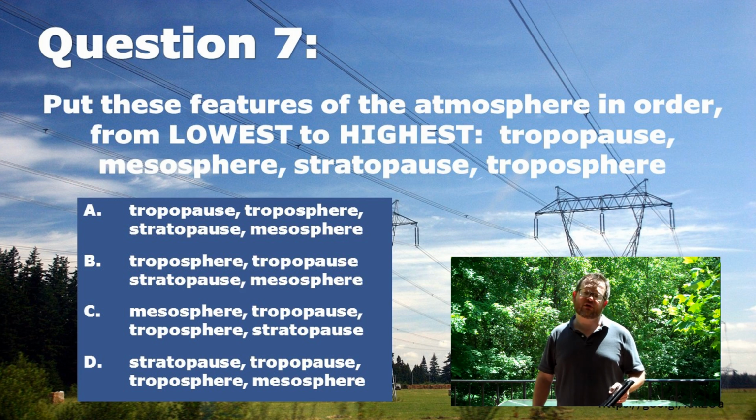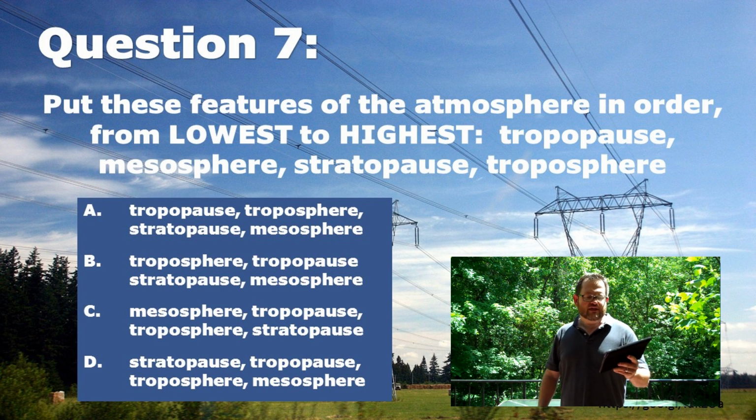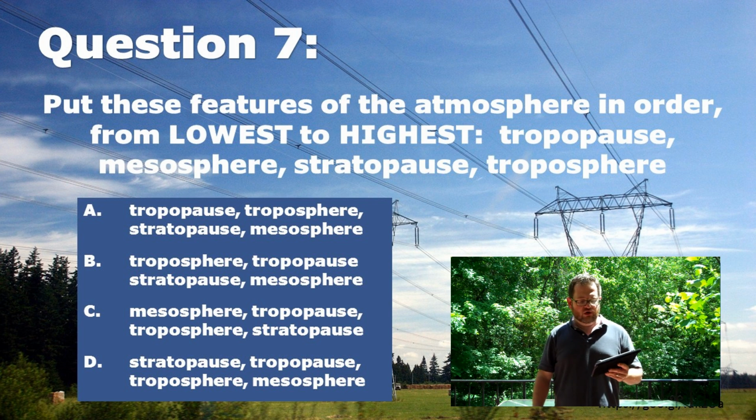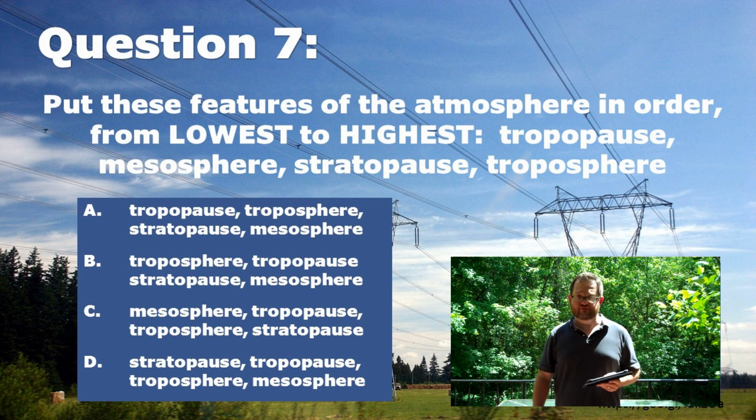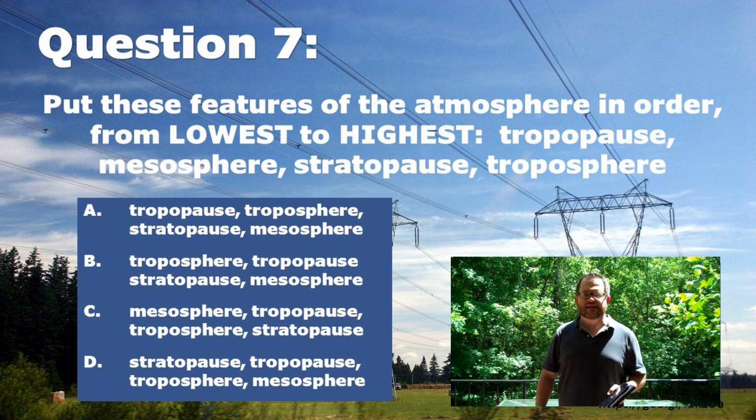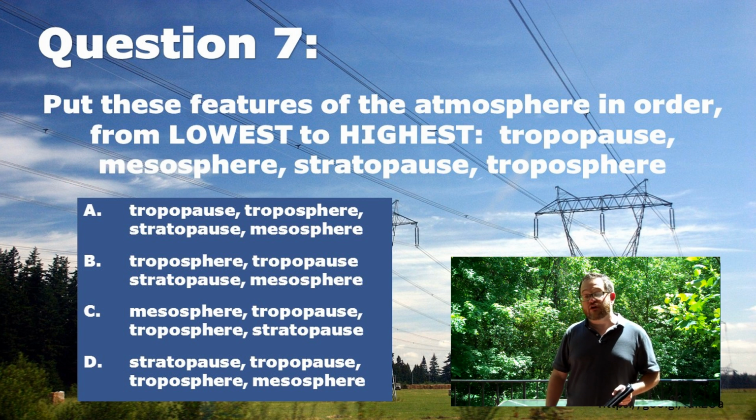Question 7 is actually very typical of a number of questions I know are in the test pool. Put these features of the atmosphere into order from lowest to highest. Tropopause, Mesosphere, Stratopause, Troposphere. These kind of sorting type questions are a great type of question to ask in an online test. Look through those 4 options and choose one of them, and then get a little feedback before you move on to question 8.